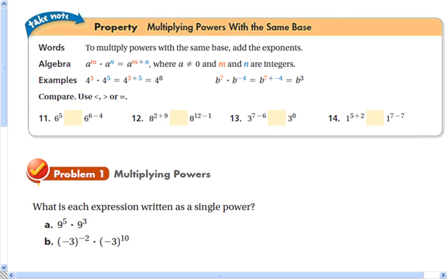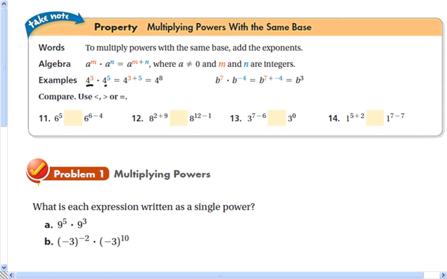All right, so here's the idea. The property for multiplying powers with the same base: when you multiply powers with the same base, you add the exponents. So here's an example. Now notice that you have to have the same base for this to work, because really what we're doing is just tallying how many times we're multiplying by that base.